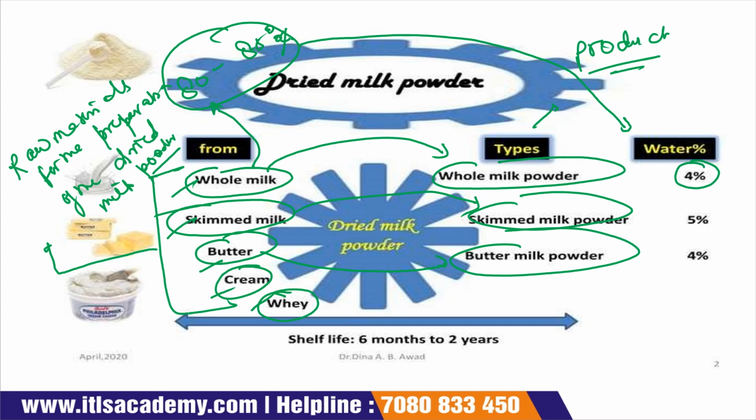Skim milk powder has a moisture content of around 5%, and buttermilk powder has a water content of around 4%. The shelf life is around 6 months to 2 years. Now come to the next slide.